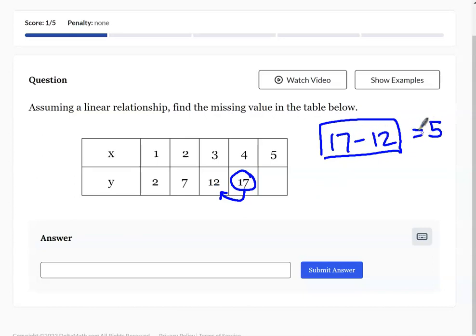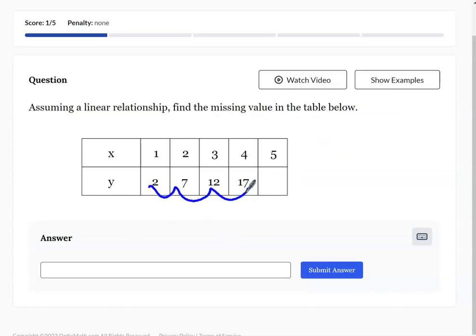So 17 take away 12 is +5. So that must mean that the pattern is +5. So now I can find my missing value. So if you can't mentally figure this out, try subtracting the last number from the one previous to it. This trick works as long as this is going by 1s. So now you can fill in your answer.